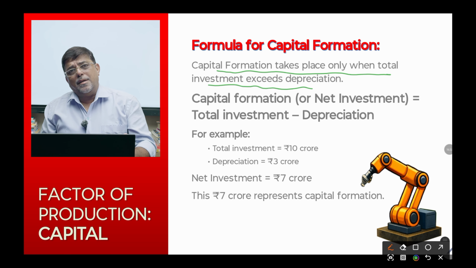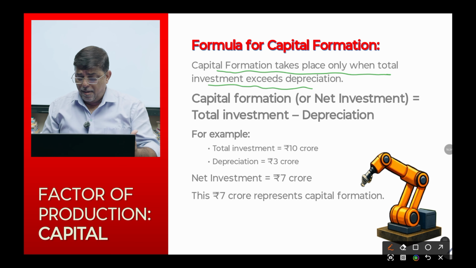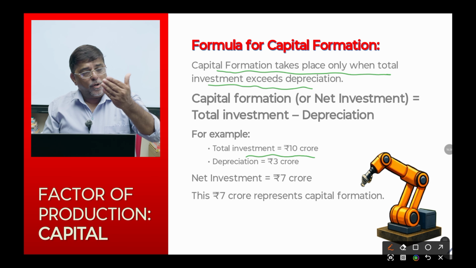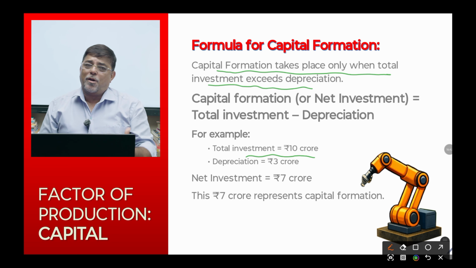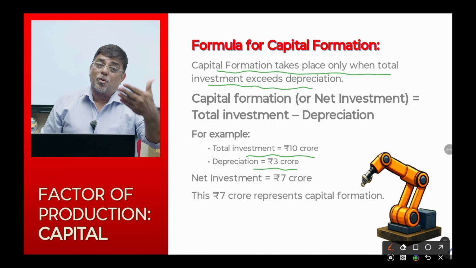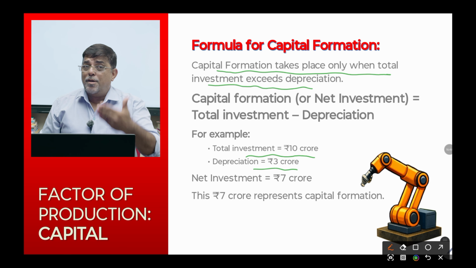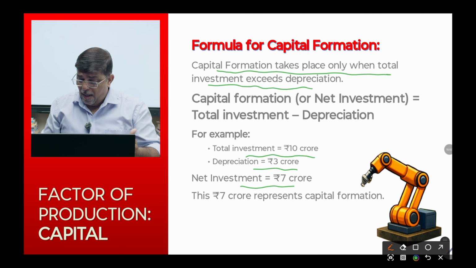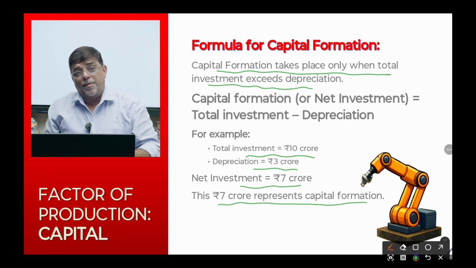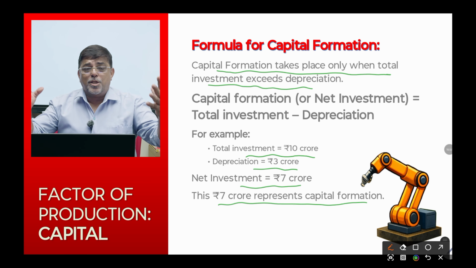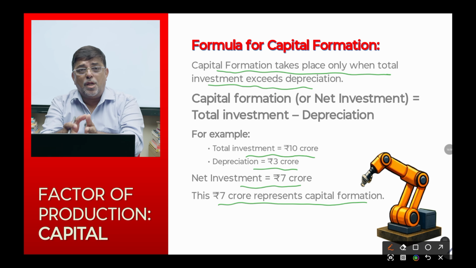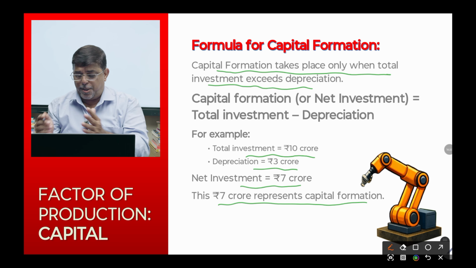Now, what does this mean? Let me give you an example. Suppose your total investment is 10 crore. Your depreciation comes up to say around 3 crores. You minus depreciation from the total investment, and your net investment comes to around 7 crore. Now, this 7 crore represents your capital formation. So, what is my calculation? Capital formation, that is your net investment, equals total investment minus depreciation.